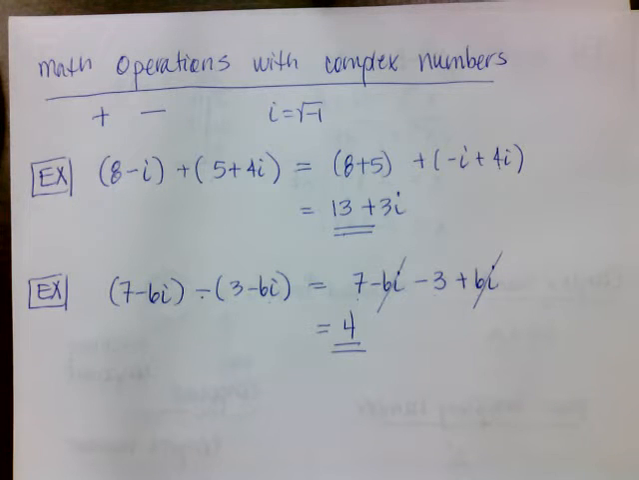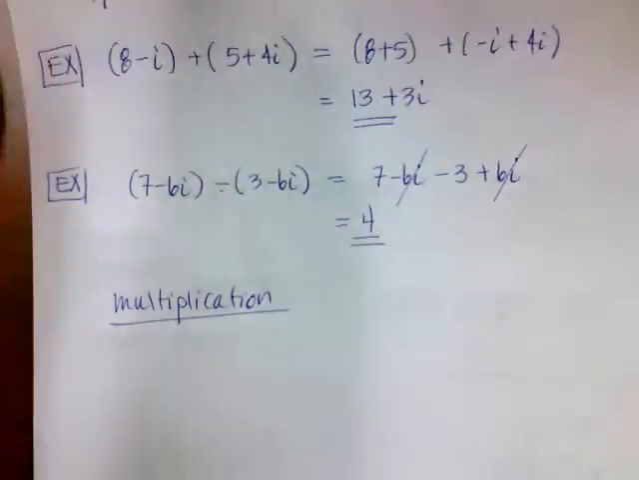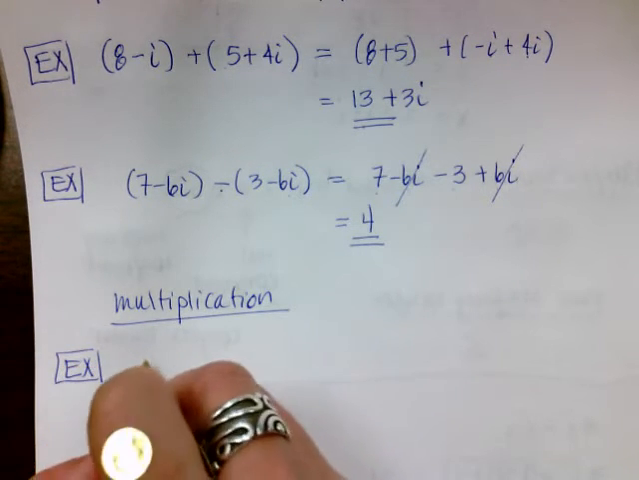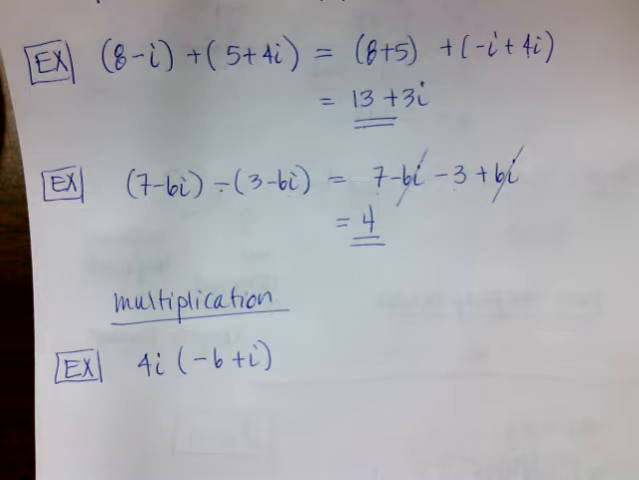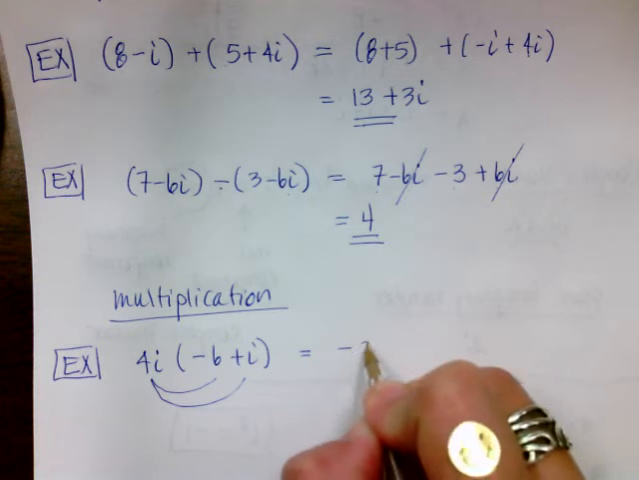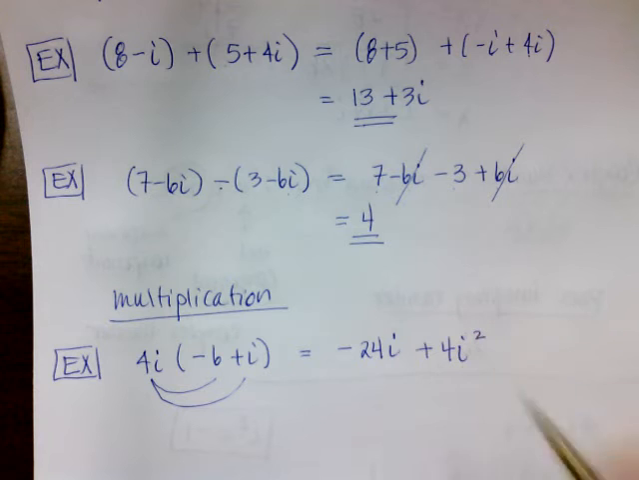All right, so now we've done addition and subtraction, so now let's do multiplication. Multiplication is more fun anyway. So now let's do some multiplication. So here's our first example for multiplication. If I have 4i and I multiply it by a negative 6 plus i, just as you would do all other math, I'm going to distribute the 4i to everything on the inside. So I'm going to get a negative 24i, and then I'm going to get 4i squared.